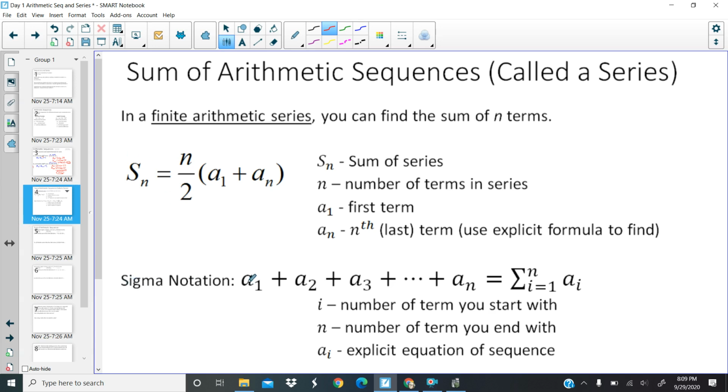This can also be written in sigma notation, which is this fancy looking E here. That is the Greek letter sigma. And so you may see it written like this. I is going to be the number of the term that you start with. So it wants you to add from the first term to the nth term. And then a sub i is going to give you the equation of the sequence. So whenever it gives you the equation, it's just telling you how you find a sub n, basically giving you the explicit formula without you having to figure it out yourself.